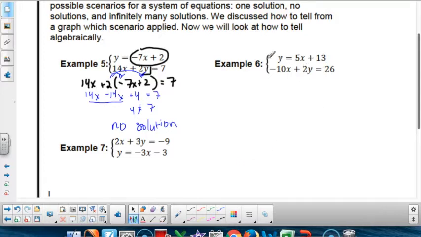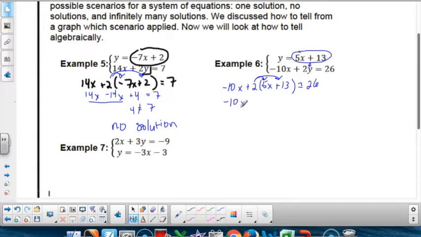All right, let's work through another one. Y equals 5x plus 13. So I'm going to take that and substitute it in for y because I know that y is equal to 5x plus 13. So I can take any y I see and replace it with 5x plus 13. So negative 10x plus 2, again, don't forget to use your parentheses, (5x plus 13), close those parentheses, and it's equal to 26. All right, and now I'm going to distribute.